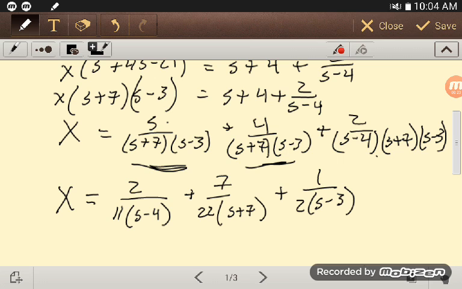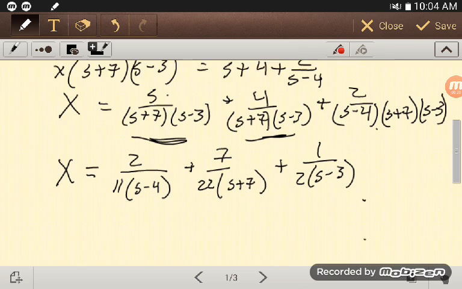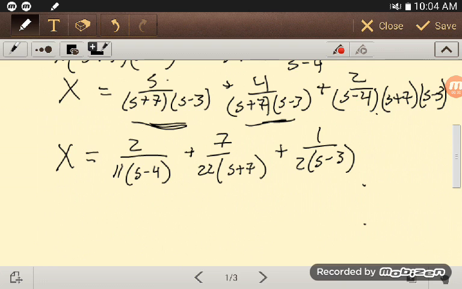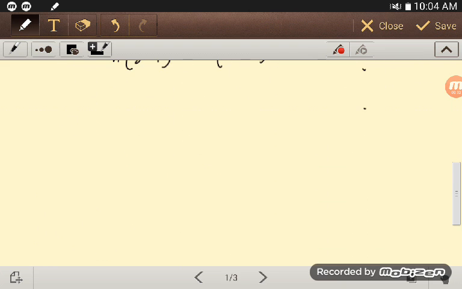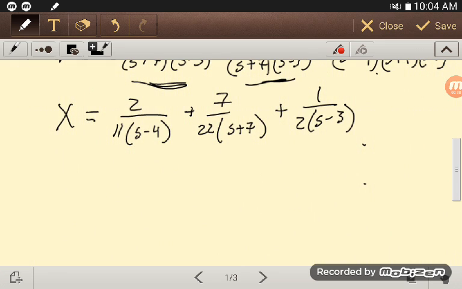Now the constants are no problem. We need to do an inverse Laplace transform. Gosh, I'm missing something over here. I'm not sure what I just hit that made that scroll. I never know. It does it every once in a while.